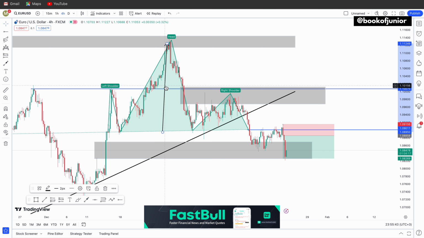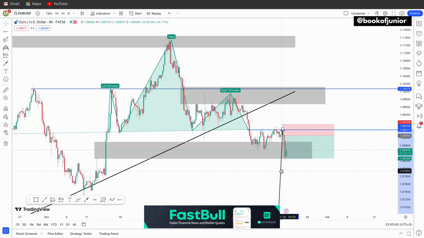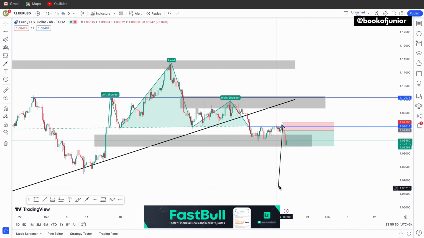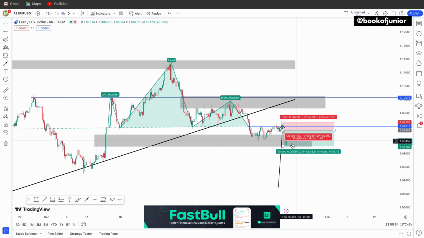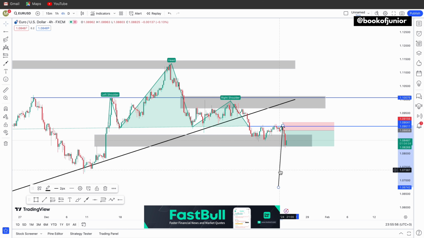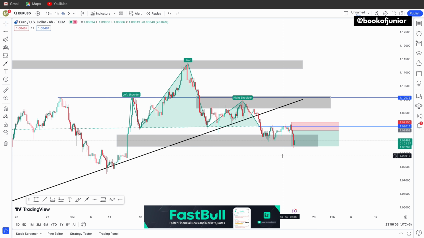Price has to give us this move, meaning price still has a way to go. Price is still going to go down until up maybe here, because this move has to be formed anytime when you see such a pattern. So we are still in the bearish market for the Euro USD, guys. We're still in the bearish market, guys.